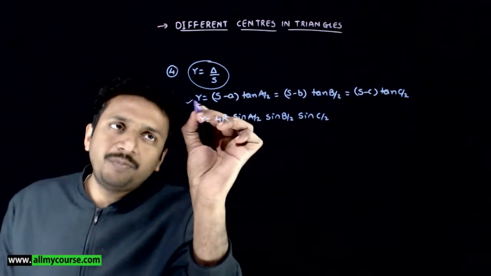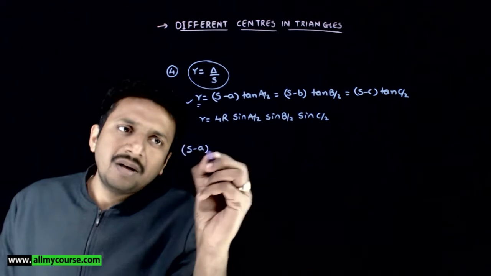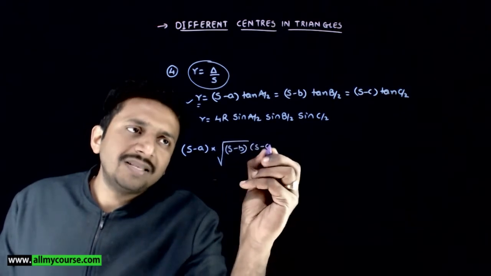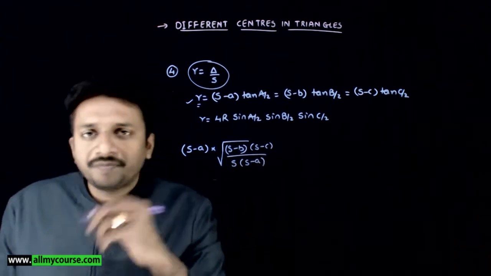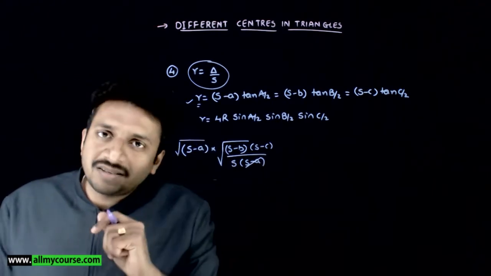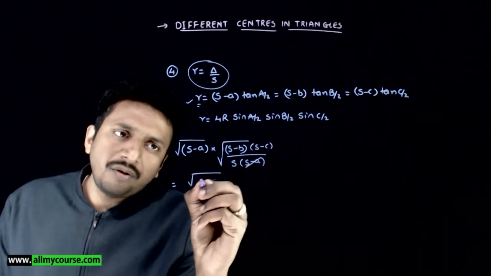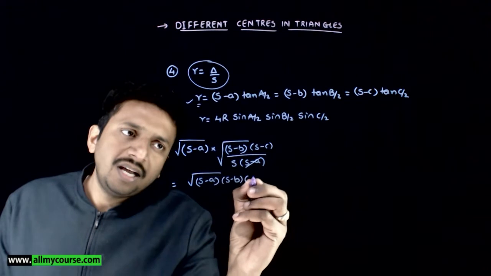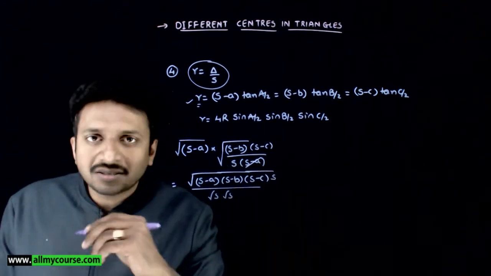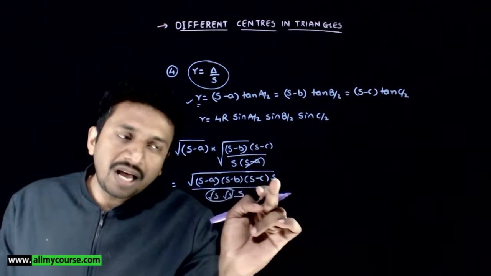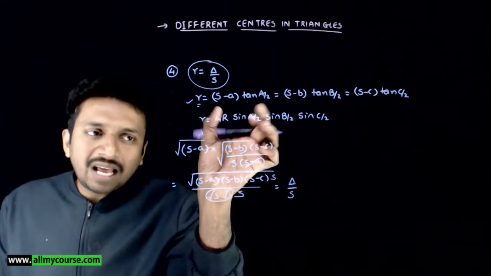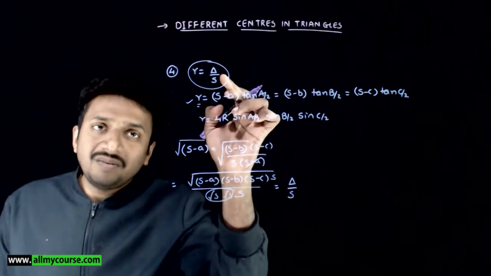So if you're asked to prove this, (s minus a) times, what is the formula of tan A by 2? Root of (s minus b) into (s minus c) by s times (s minus a). So this (s minus a) inside the root cancels one root (s minus a), and root (s minus a) is remaining. So this is nothing but root of (s minus a) into (s minus b) into (s minus c) by root s. So if I multiply and divide with root s, the denominator becomes s, and the numerator you have root of s into (s minus a) into (s minus b) into (s minus c), nothing but delta by s. So (s minus a) times tan A by 2 is exactly equal to delta by s, which is again the same as r.